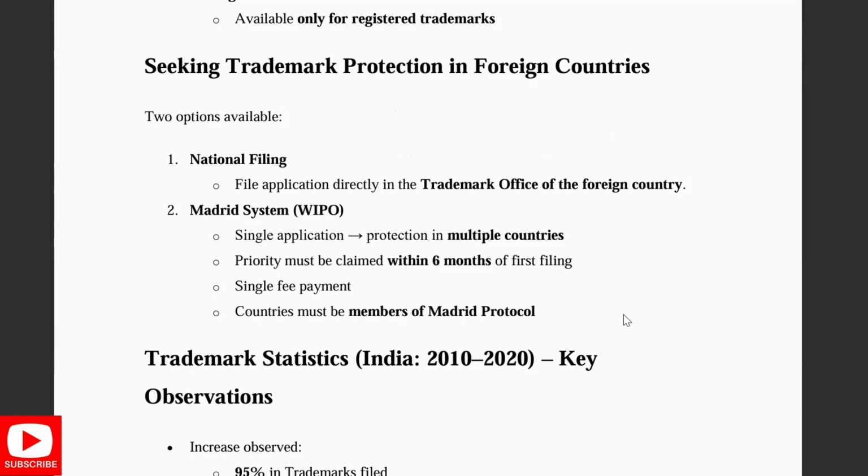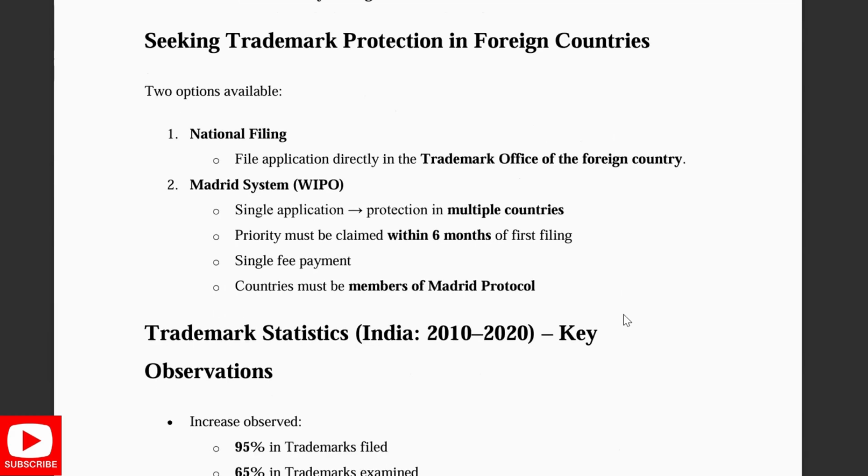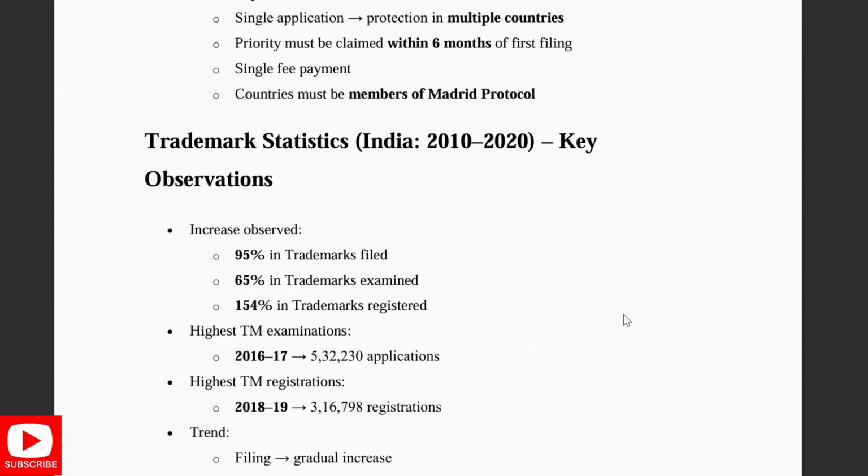Seeking trademark protection in foreign countries. We have two options. One is national filing, where the application is directly sent to the trademark office of the foreign country. The other is the Madrid system of WIPO, where a single application gives protection in multiple countries. Priority must be claimed within 6 months of the first filing. A single fee payment is made, and the countries must be members of the Madrid Protocol.